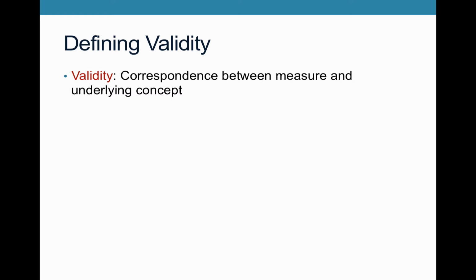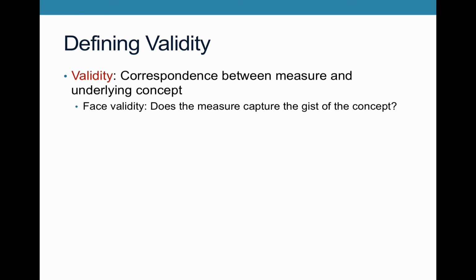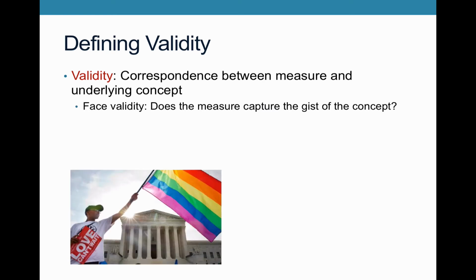So let's look at 2 different forms of validity here to think a little bit about this idea. So first, you could have a problem with face validity. Does the measure capture the basic gist of the concept, or is it getting at something different entirely? Okay, so to think about what this would look like, let's look at an example. Imagine you're doing a study that examines whether having family or friends come out of the closet is likely to lead somebody to support gay marriage, right? Knowing somebody who is gay maybe would make you more sympathetic to the cause of gay marriage.